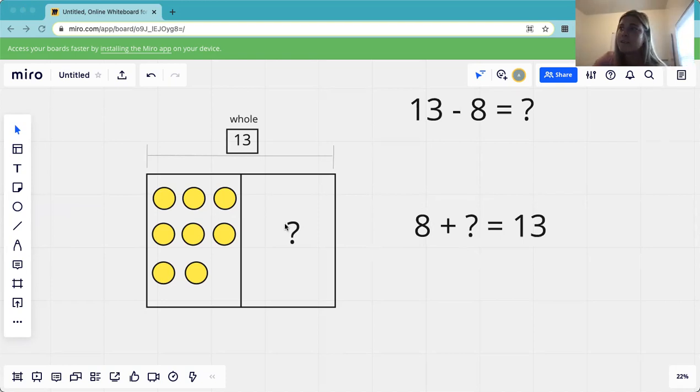So the part missing in our addition problem is the same missing part in the subtraction problem. So right here, you see it's missing, and right here, and right here. It's the same part that is missing. So let's find the missing number using a part-whole map, which is what I have right here.